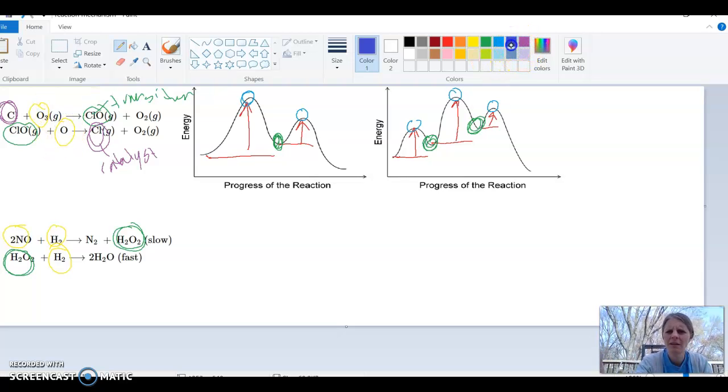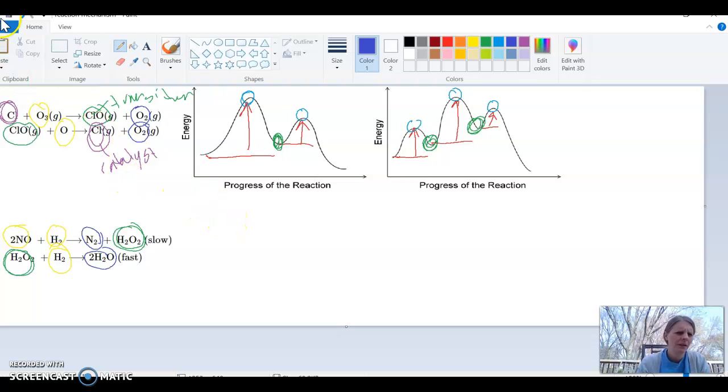And then the products is H2O on the bottom, and N2 is a product. This part here, I've got O2 as a product both times. I think that's all I wanted to cover on that part.